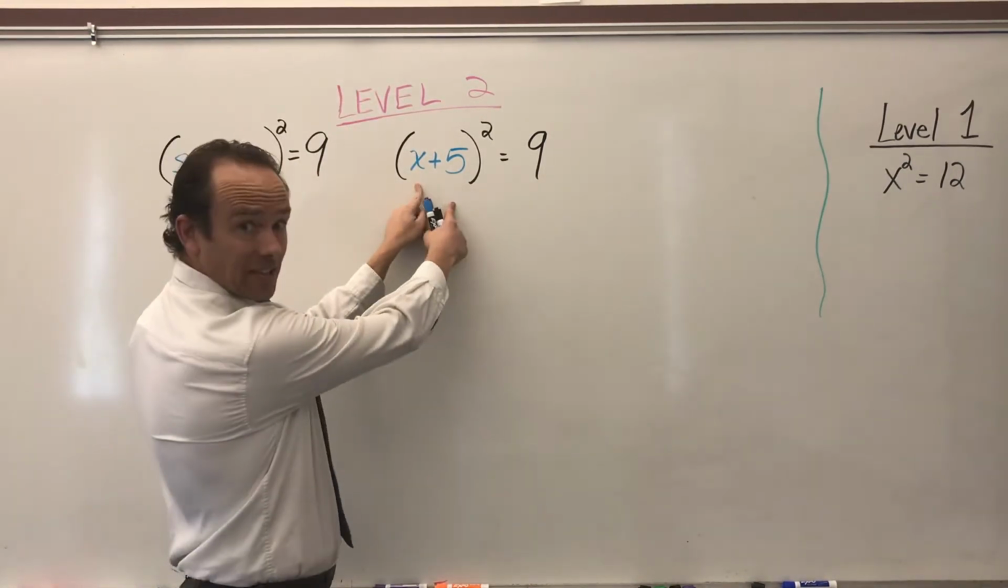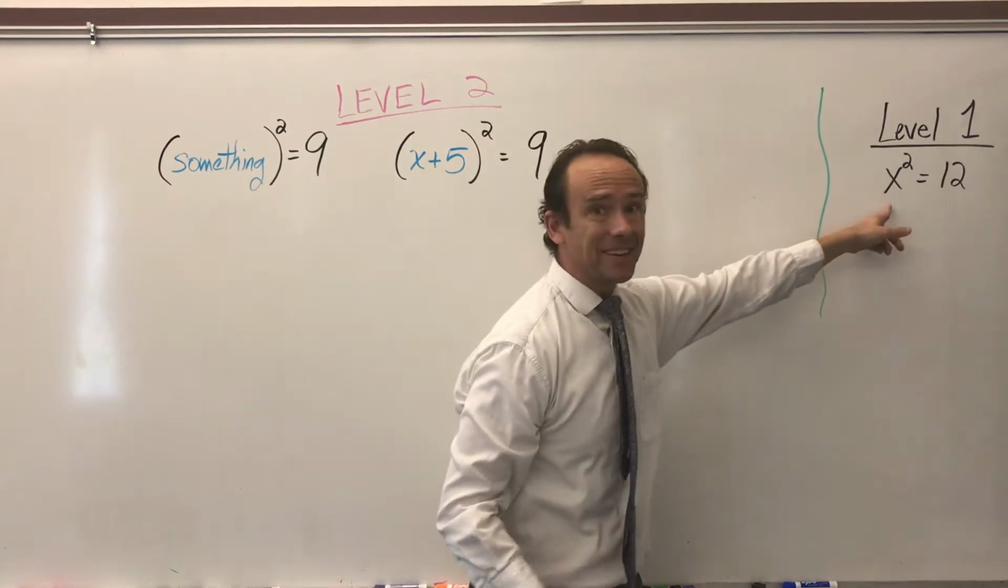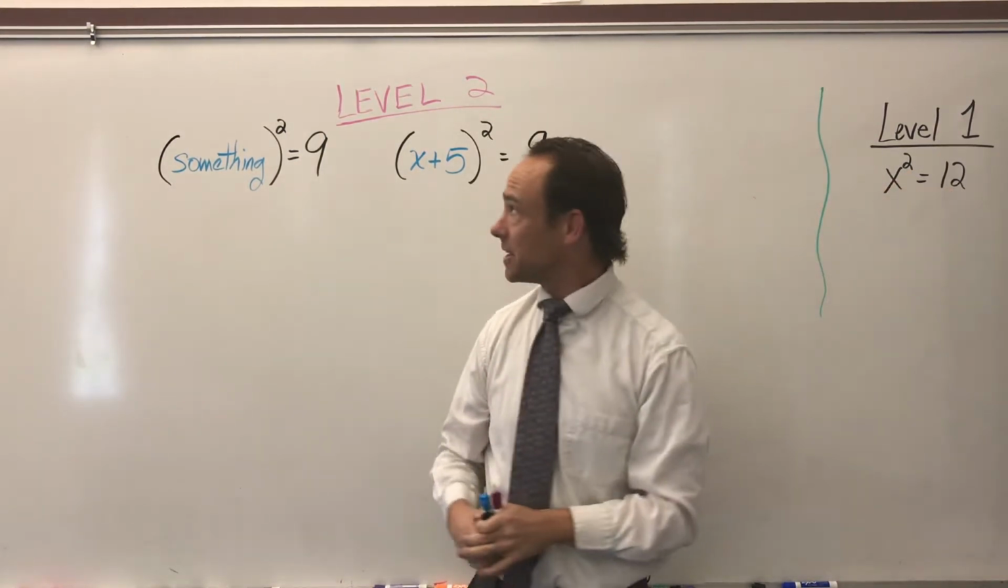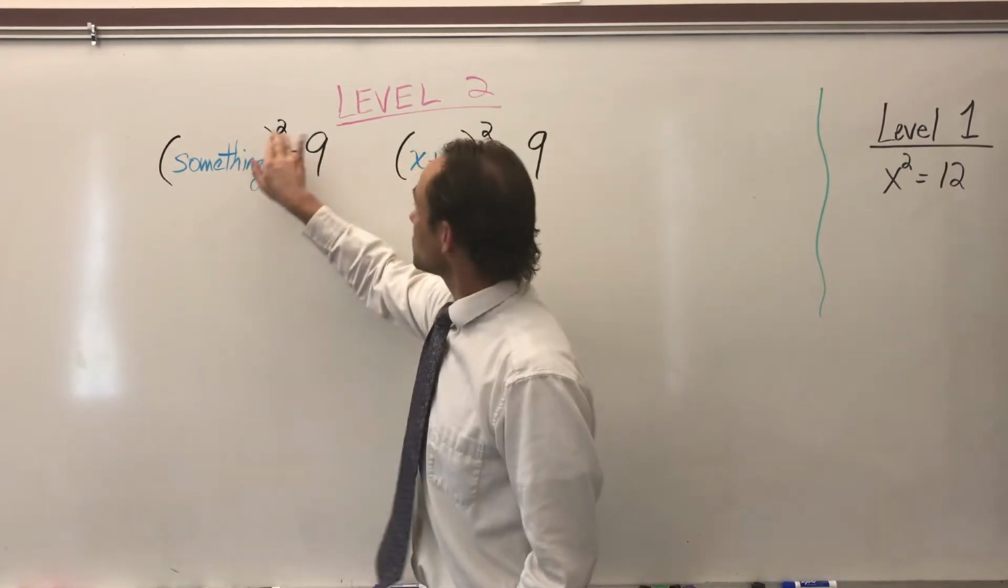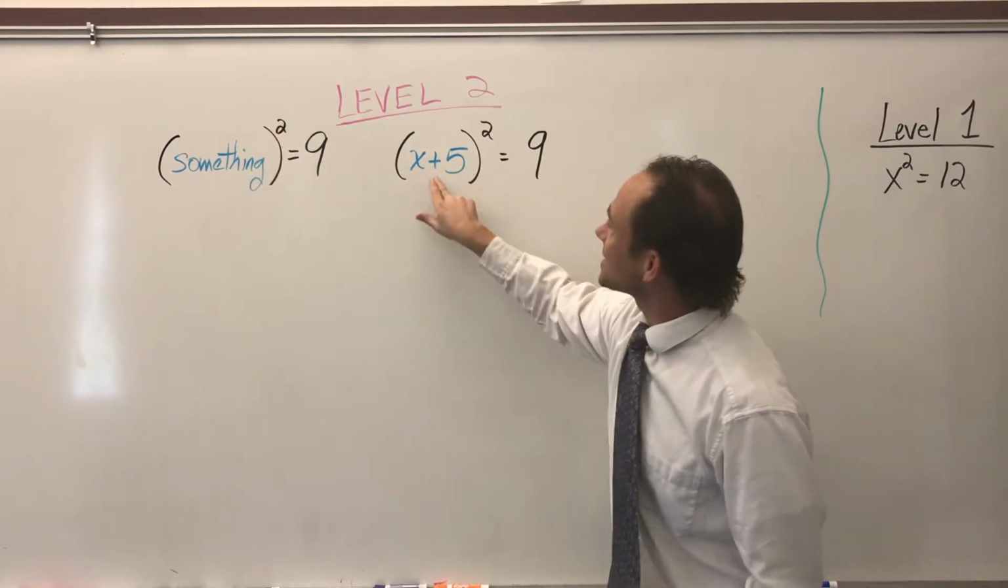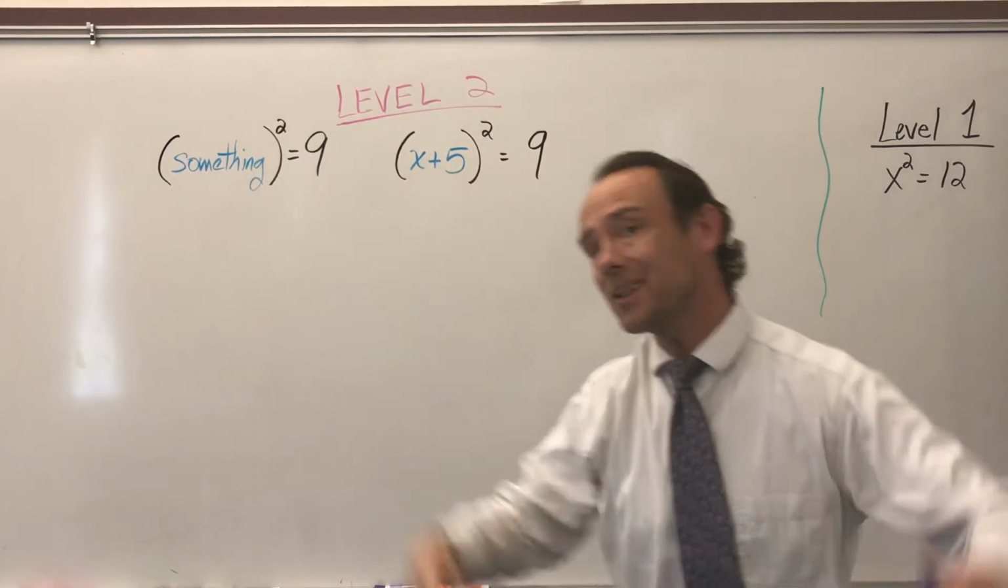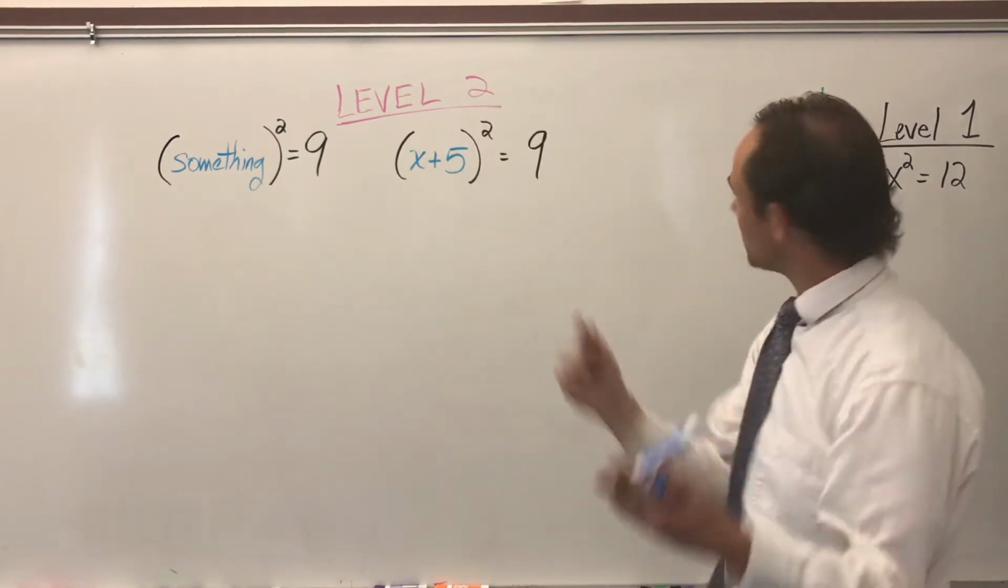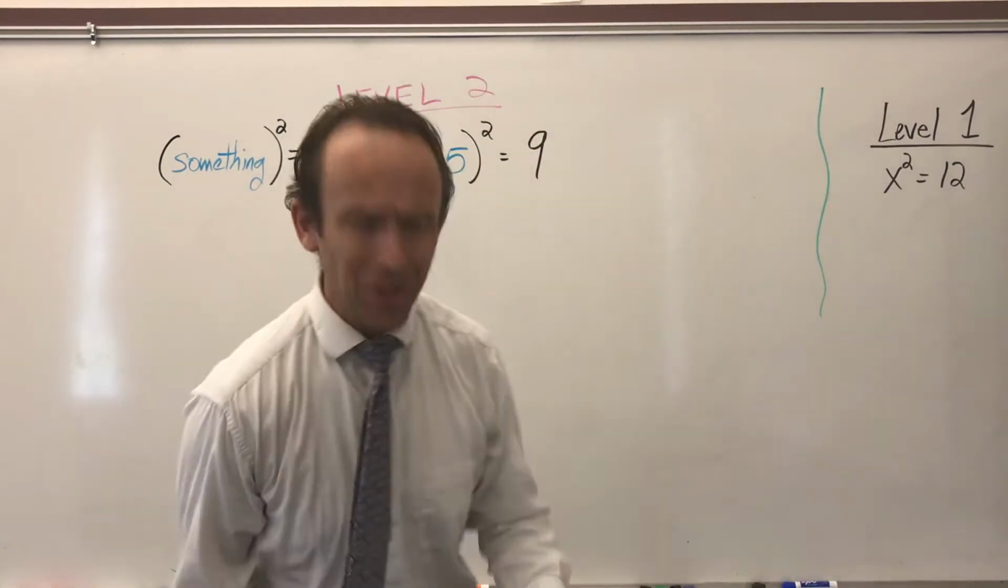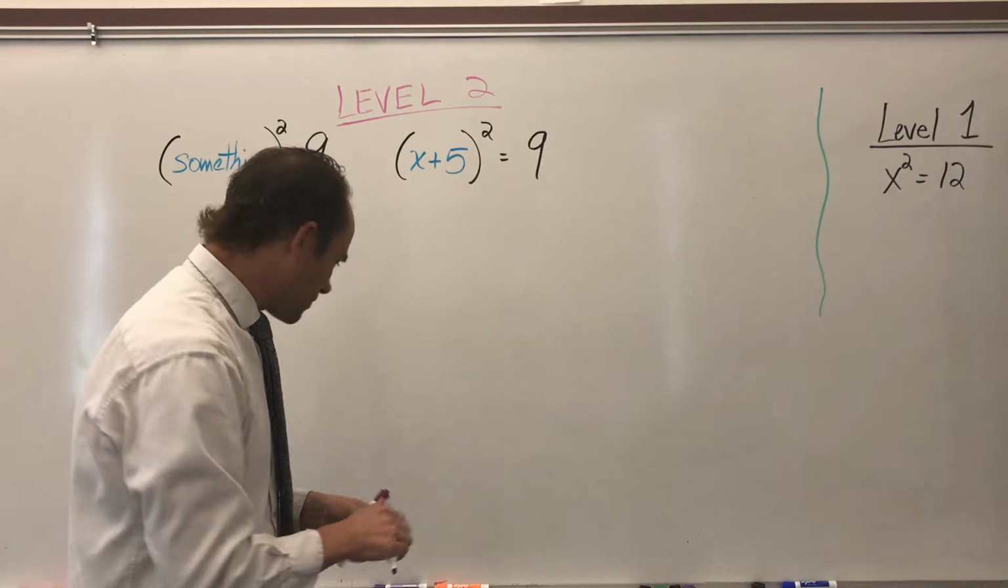So what you're going to still have, just like level 1, is something squared equals another number. That's the same thing with level 2. The difference now is that the something being squared is going to be an equation. Oh, okay, but we're going to rely on all the same strategies that we've done before.